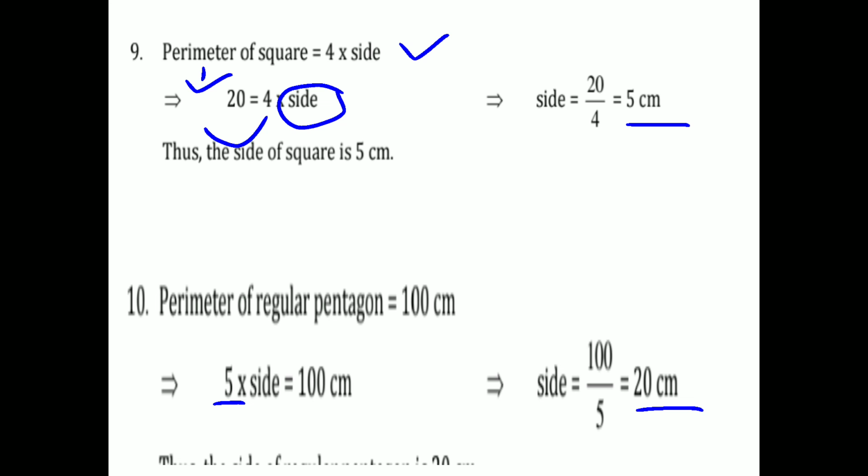Only we are using the perimeter formula. The 4 formulas I told you in the starting, the same formulas we use. And the 4 parts of question 1, I have given you as homework.